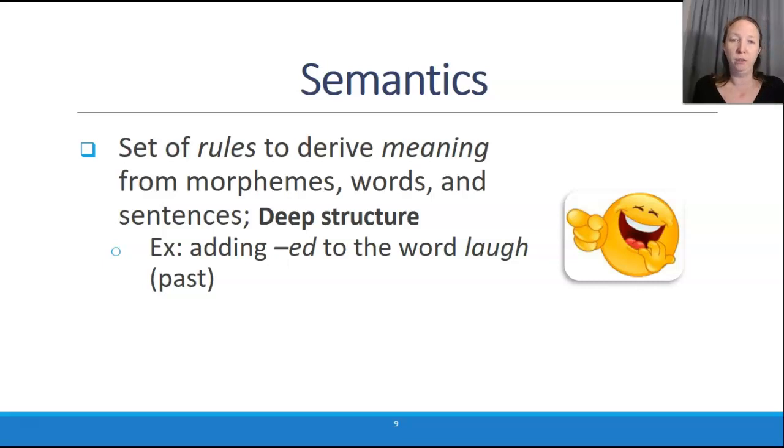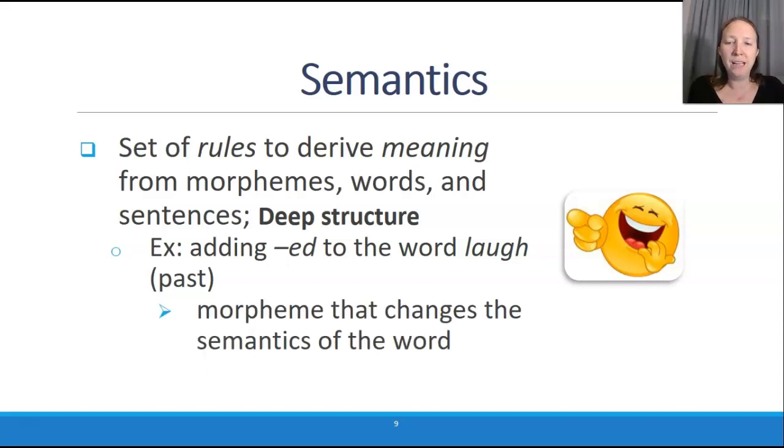At the word level, an example would be adding ed to the word laugh. By adding ed, you're able to change the semantics of the word to go from laughing or laugh to now it happened in the past tense. So that is a semantic rule of grammar specific to a word. It's a semantic rule because it affects the meaning of the word.